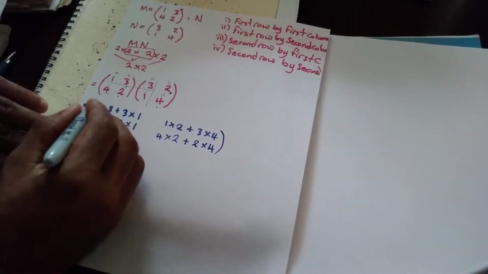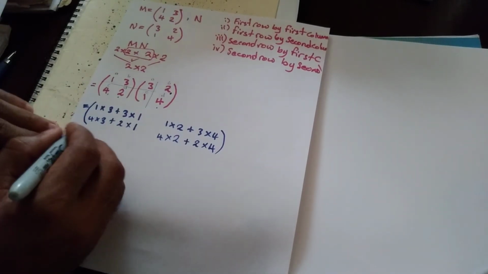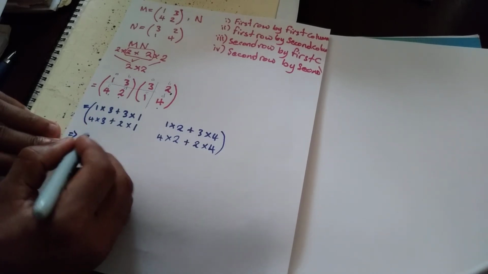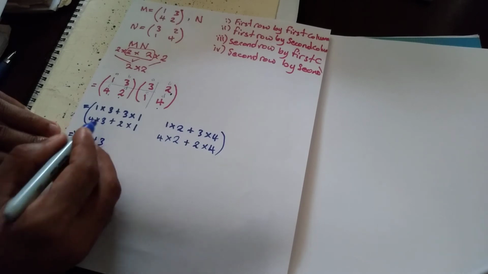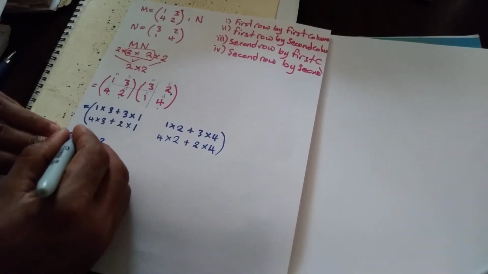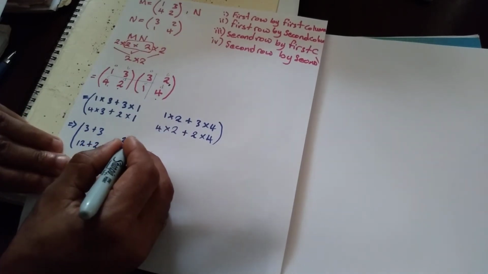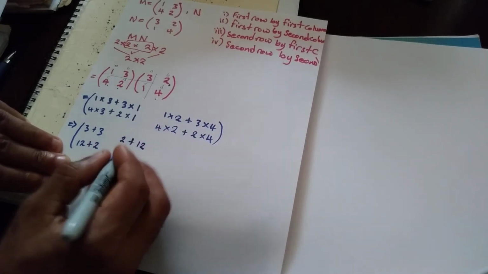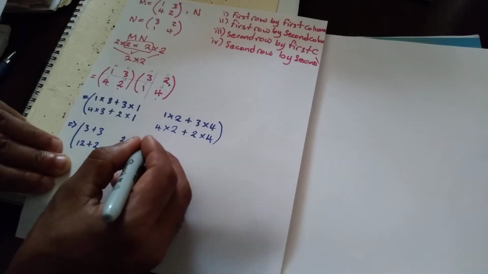So remember, you can always watch the video over and over. So let's multiply then add. So we're going to have 1 times 3, that's 3. 3 times 1, that's 3. Put a plus sign. Then we have 4 times 3, that's 12. Plus 2 times 1, that's 2. And we have 1 times 2, that's 2. Plus 3 times 4, that's 12. 4 times 2, that's 8. Plus 2 times 4, that's 8.